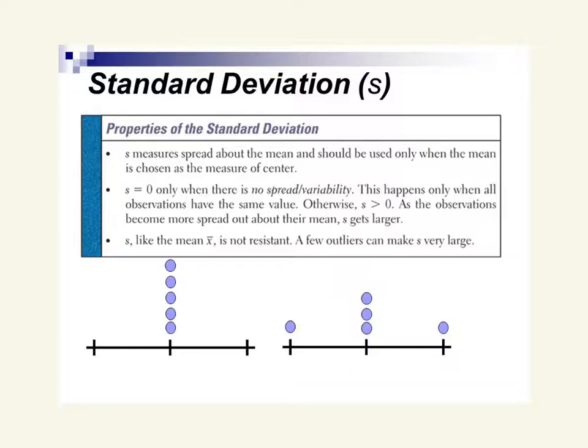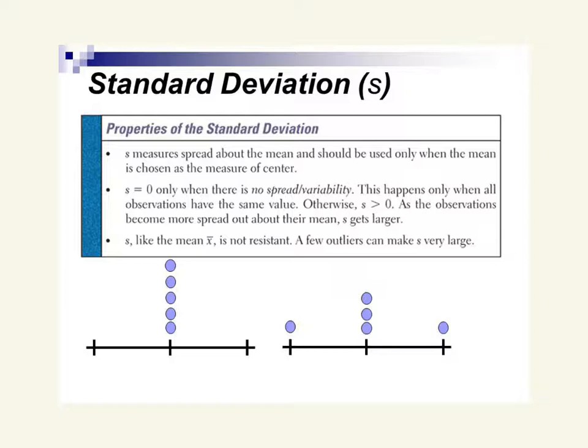Remember, we have two measures of center, the mean and the median. If we're going to choose to represent the measure of center with the median, we're not going to use the standard deviation in that same problem. All right, the standard deviation and the mean are buddies. They go everywhere together, so we want to keep that in mind. Okay. The second property says that the standard deviation is 0 when there is no spread or variability.